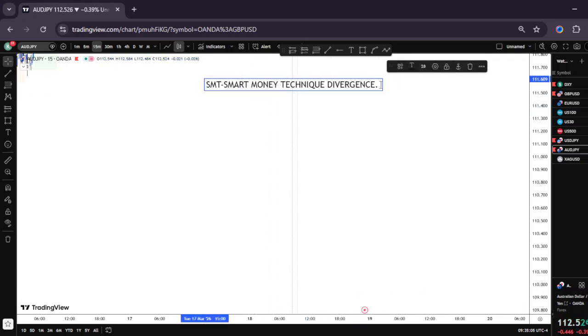I wanted us to look at something small here, that is SMT, which is smart money technique divergence.